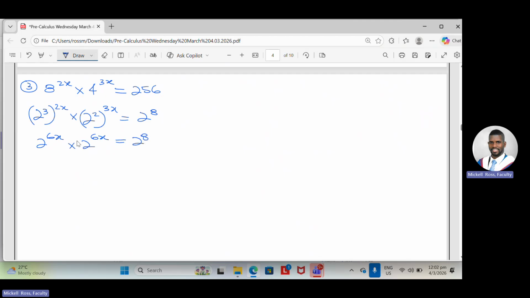These bases are multiplying. Base is the same, so we add the powers. So it's going to be 2 to the 6x plus 6x equals 2 to the 8th. This is going to be 2 to the 12x equals 2 to the 8th. And since the bases are equal, then the powers must be equal. That means 12x must be equal to 8 divided by 12. That means x is equal to 2/3.